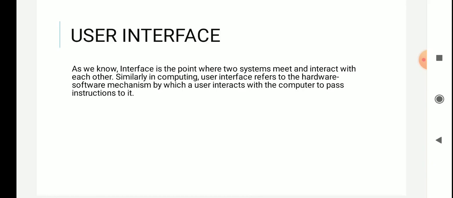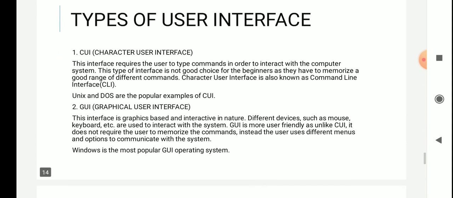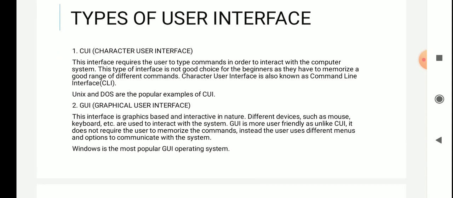Now the next topic we have is the types of user interface. There are two types of user interface. The first one is character user interface, which is also known as command line interface. And the second type of interface is graphical user interface.